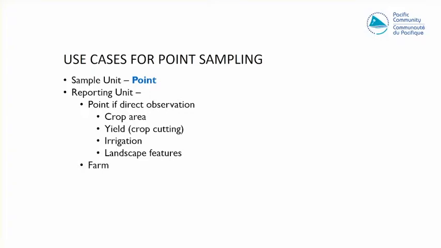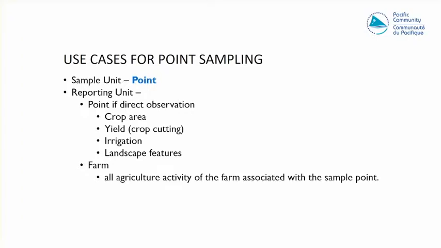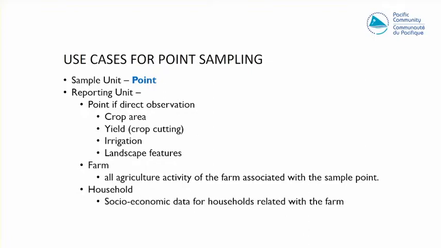Okay. Sometimes we're not concerned with a particular point; we want to identify farms within an area of that point. So we can look at all the agricultural activity of the farm that's associated with that single point within some buffer area. We can also look at households. Right? So we can link that point to all the different households and collect some kind of socioeconomic data from them.